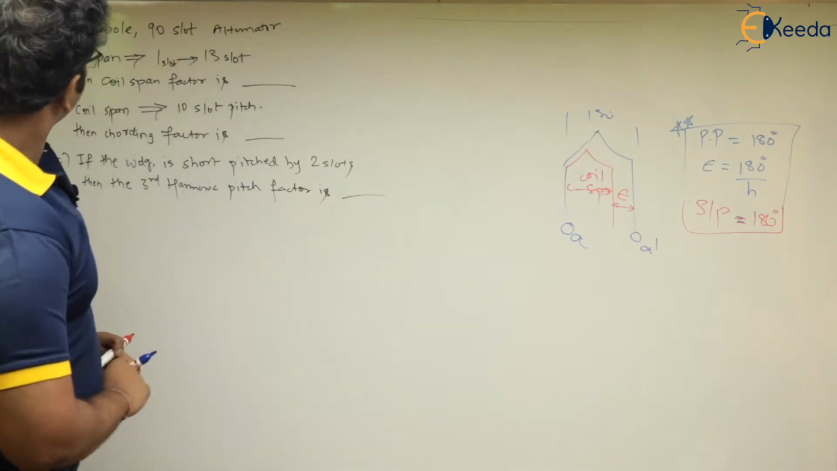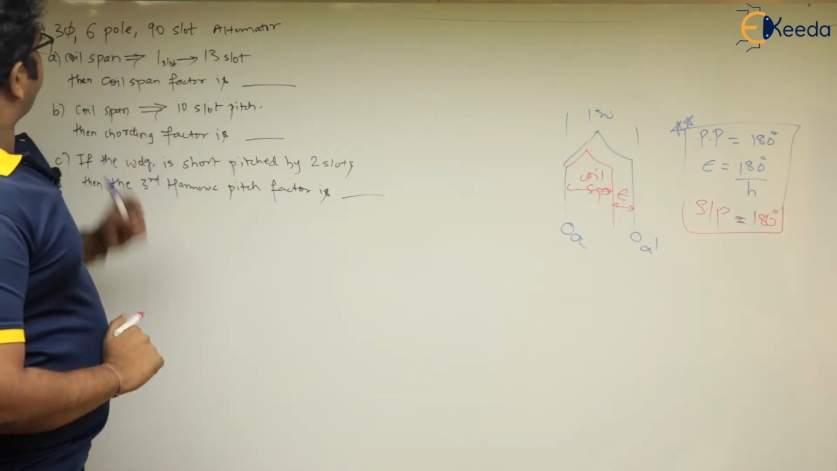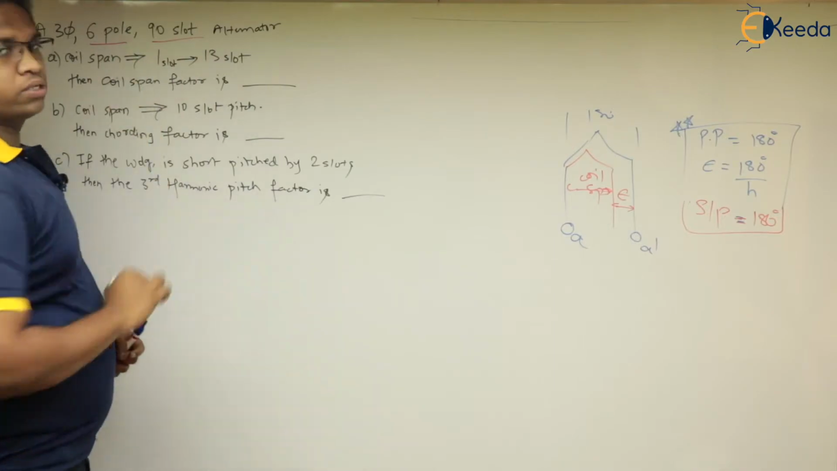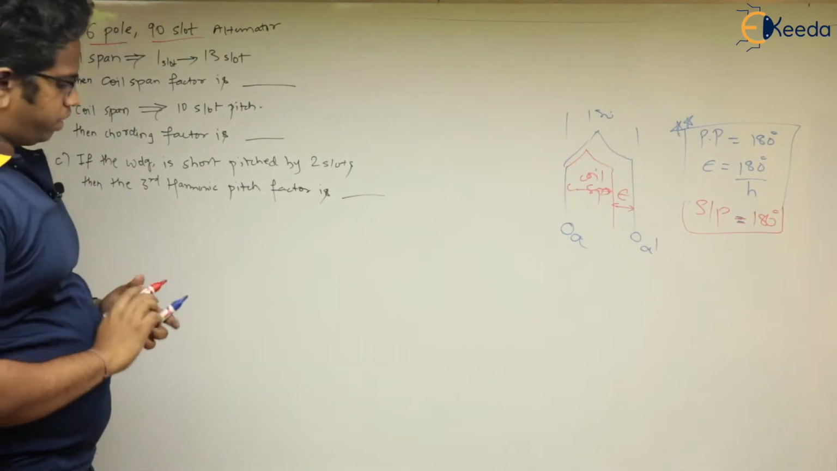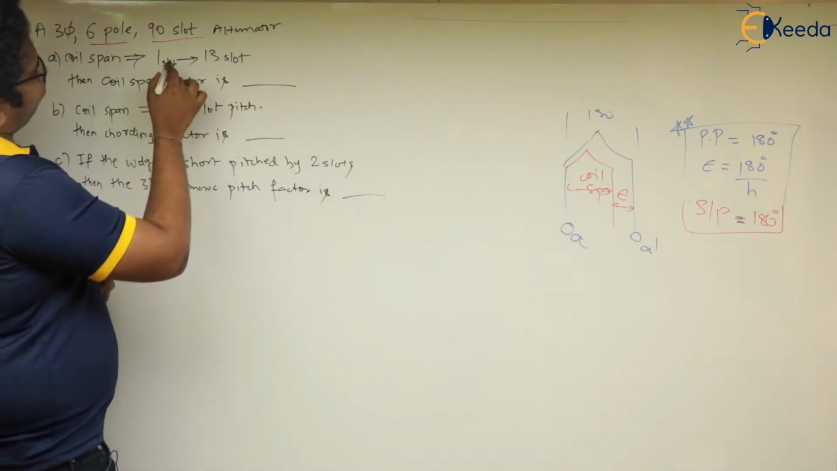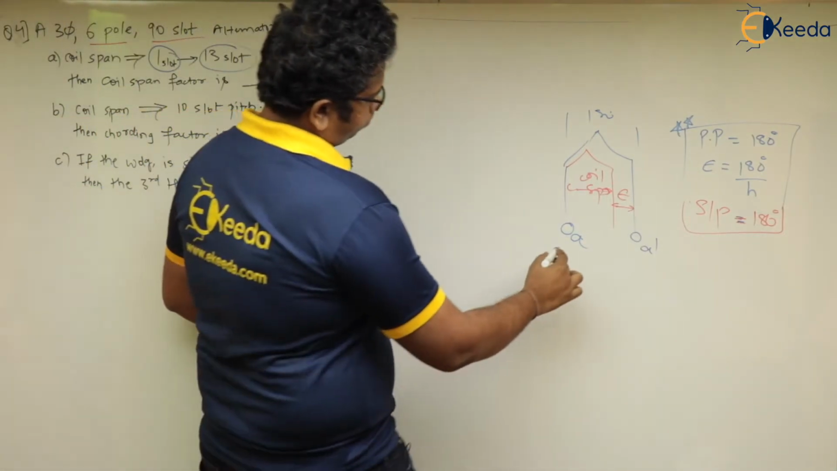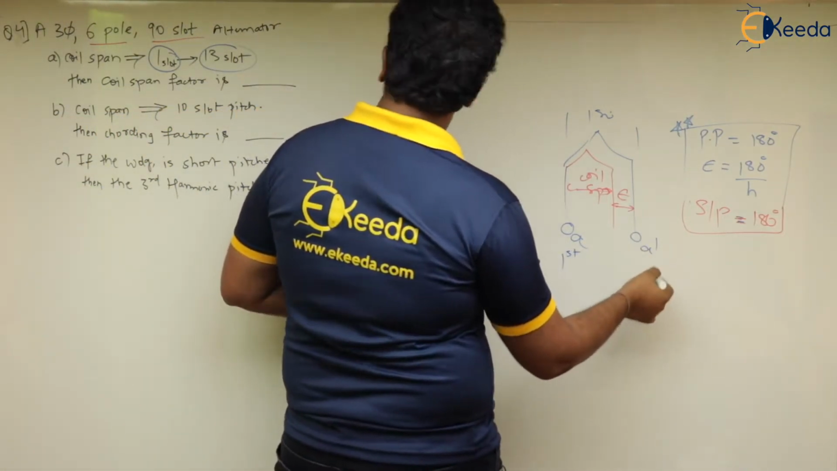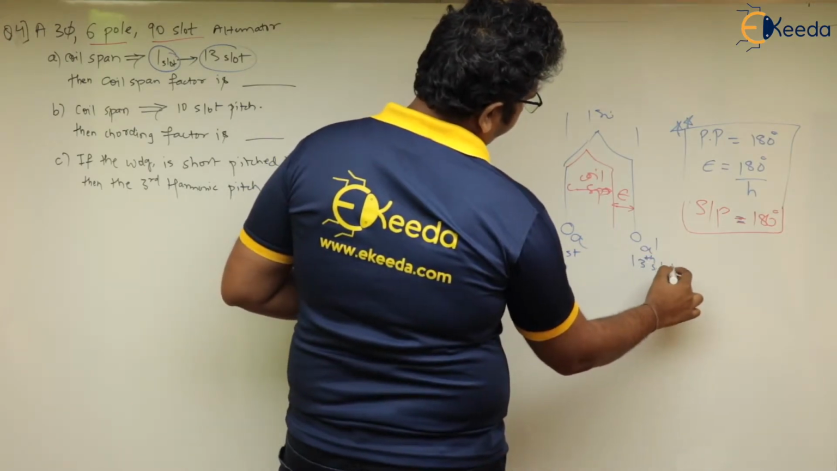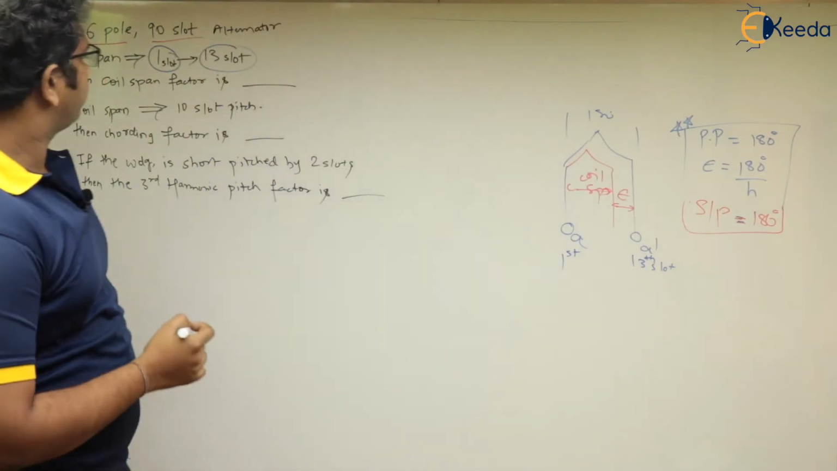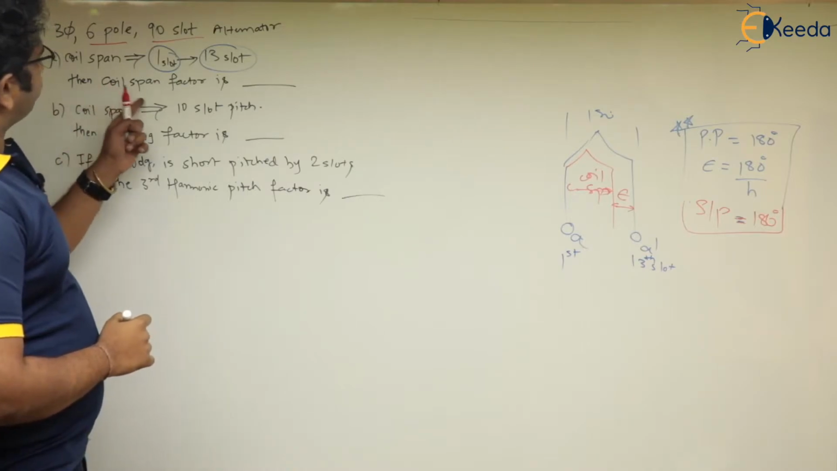See this question. What are they asking? A 3-phase 6-pole 90-slot machine. The coil span they have given is from the first slot to the 13th slot. In the sense, for example, if this A is in the first slot, then A dash will be in the 13th slot. So they are asking what the coil span factor is.